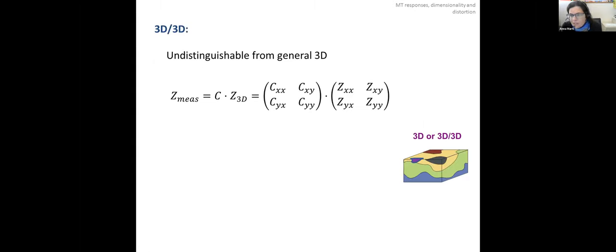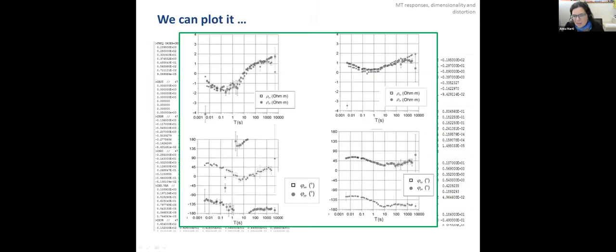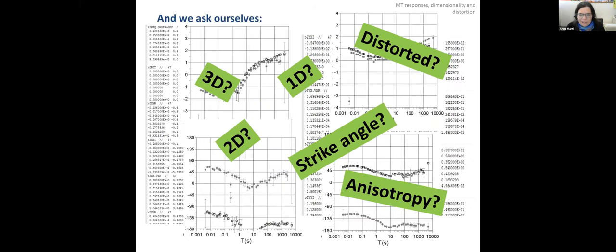And finally, when it's 3D, the distortion cannot apparently be differentiated from a general 3D case because it affects both the phases and the amplitudes. So with all this information, what we can do is look at the data and find the relationship between the components. We can plot it. And then we ask ourselves, is the data 1D, 2D, 3D, is it distorted or not, what is the strike angle, and whether we might have an anisotropy in our electrical structure.